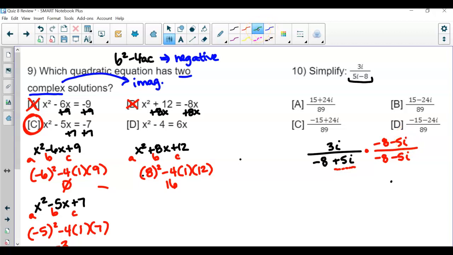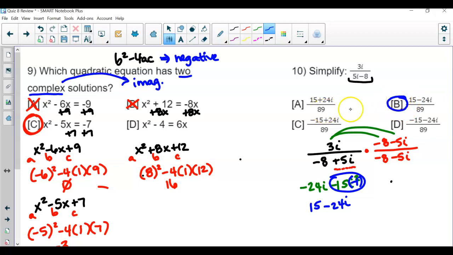Now when you multiply 3i times negative 8, distribute that 3i here as well. So I've got negative 24i and 3i times negative 5i. They both have i, so negative 15i squared. So then remember, anytime you have that i squared, i squared is always negative 1. So two negatives now make a positive. So this is positive 15 minus 24i. So from the signs here, I can already tell that my answer is B.